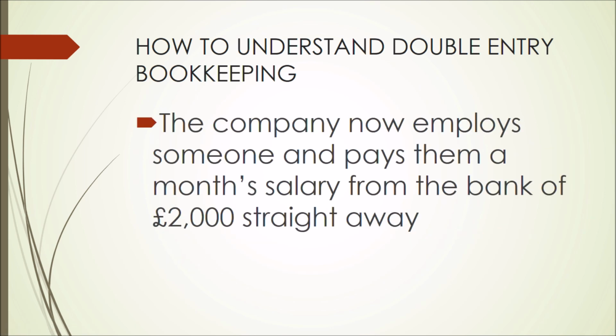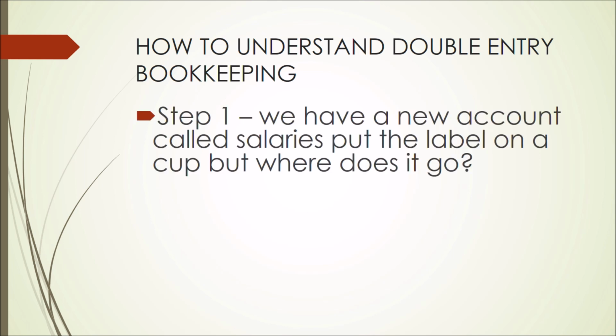Okay. Right. So that's the second journal posted. The company now employs someone and they pay them a month's salary out of the bank account straight away. So they've employed somebody, and so we've now got some salary expenses. We've paid them out of the bank account £2,000. So we need another cup, and we're going to call that salaries.